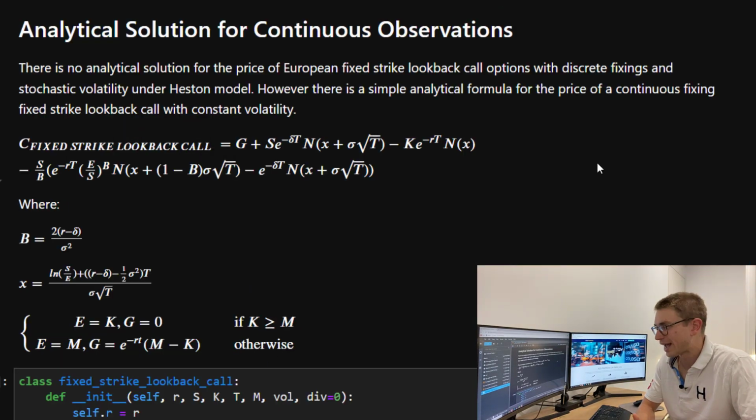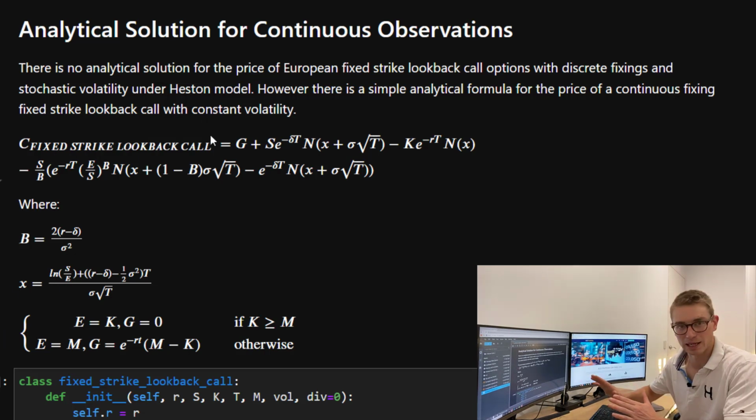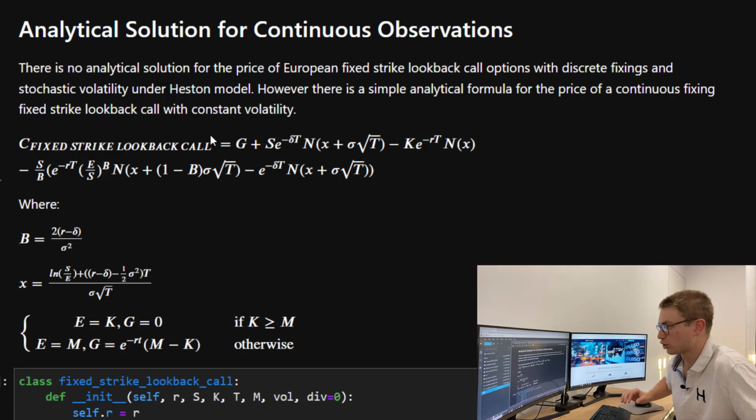So now we're going to look at a very similar product which we have an analytical solution for, and this is going to be handy for our control variates. So here we have an analytical solution for continuous observations with constant volatility. As we've said, there's no analytical solution for the price of a European fixed strike look-back call option with discrete fixings with stochastic volatility under the Heston model. However, there is a simple analytical formula for a continuous fixing fixed strike look-back call with constant volatility, and here is the solution. I've got a link to a paper where we have the solution for this fixed strike look-back call, and you can reference it there.